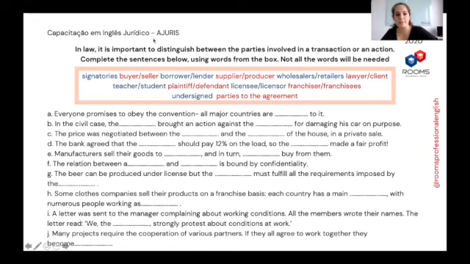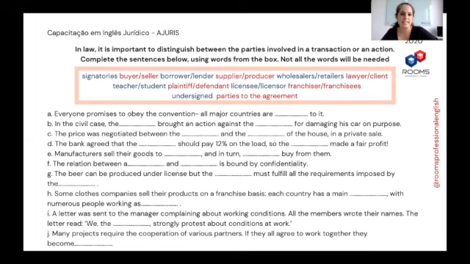And now let's review some vocabulary that is important when we are talking about parties involved in a transaction or an action. The box here brings us the following words: signatories, buyer and seller, borrower and lender, supplier and producer, wholesalers and retailers, lawyer and client, teacher, student, plaintiff and defendant, licensee and licensor, franchisor and the franchisees, undersigned and parties to the agreement.